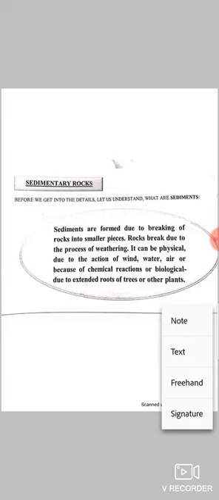When rocks break into smaller pieces, it is due to the process of weathering. Weathering happens when there is a fluctuation in temperature: when it is sunny, then rainy, sunny, rainy, sunny, and because of this a crack forms between the rocks. When plants grow in those cracks, they spread their roots, and because of that the rocks break.